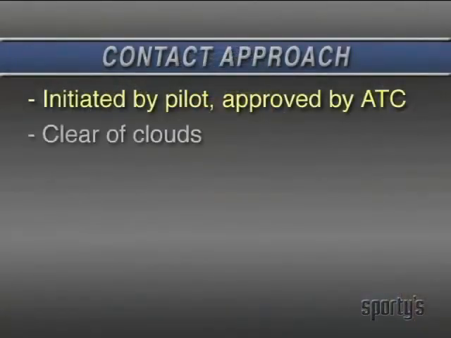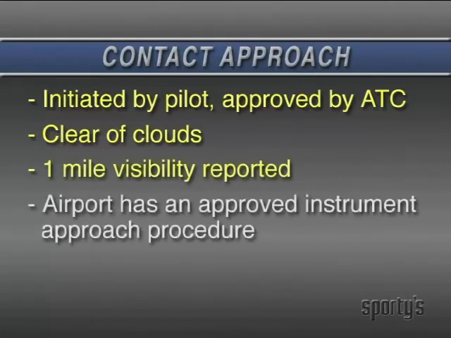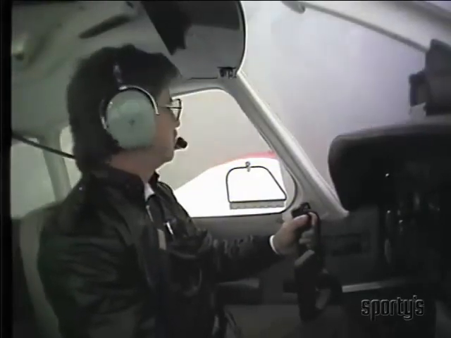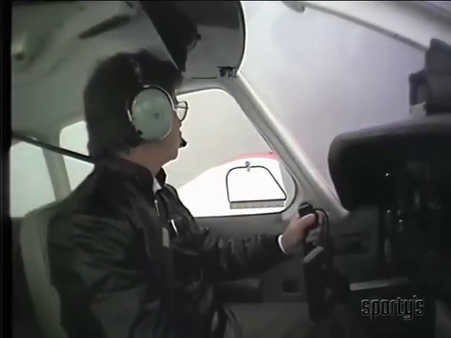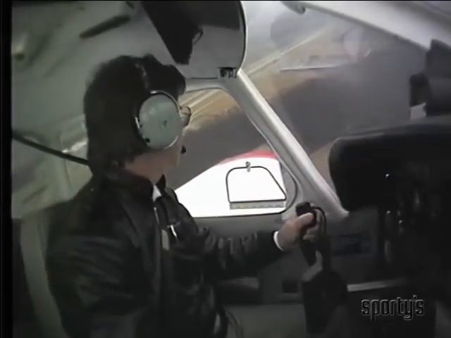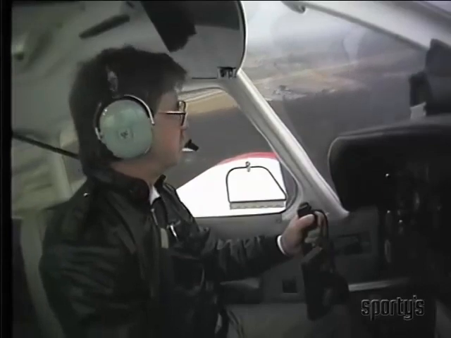Pilots have to request a contact approach. You must be clear of clouds and have a mile flight visibility and a mile visibility reported at the airport for a contact approach. The airport must have an approved instrument approach procedure. The pilot is responsible for obstruction clearance during a contact approach. These can be useful, but chancy if not used with caution. The best use might be where you see the airport as you are maneuvering for an instrument approach, are in a position from which a normal landing can be made and you don't wish to fly the whole instrument approach procedure. If a contact approach were to turn into a missed approach, ATC should be advised.